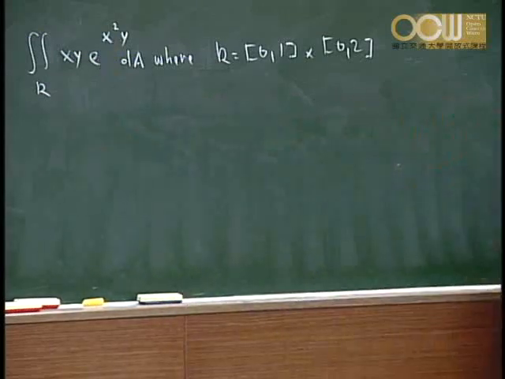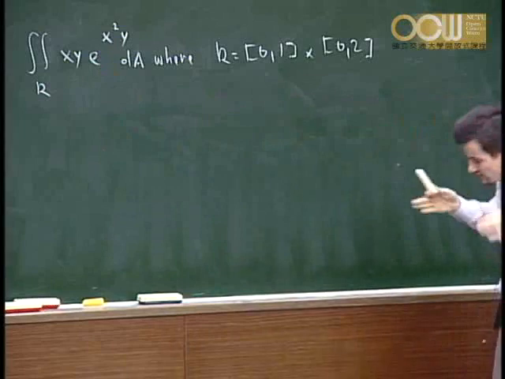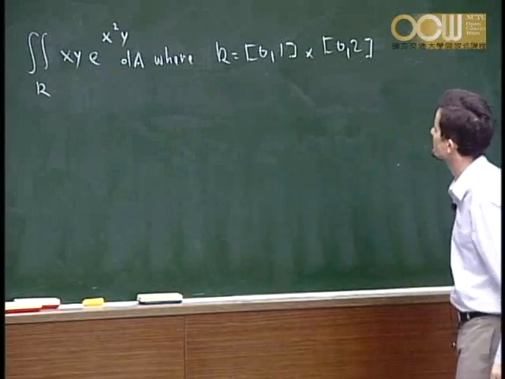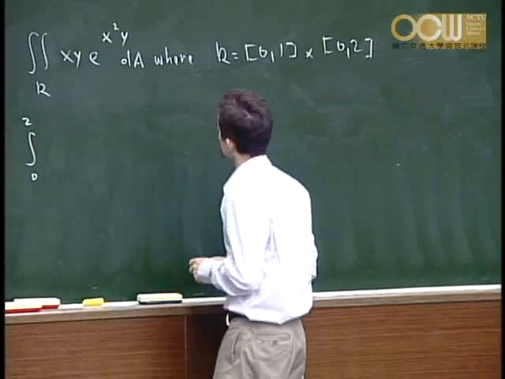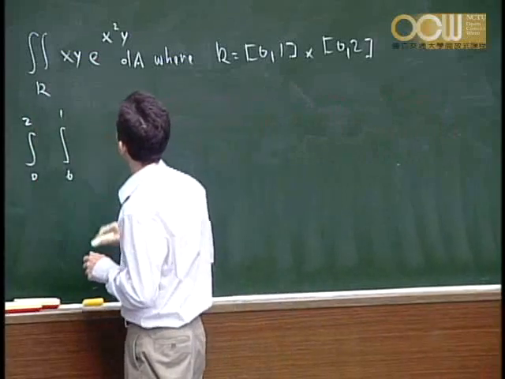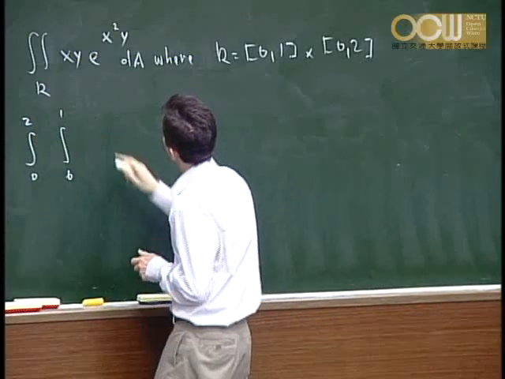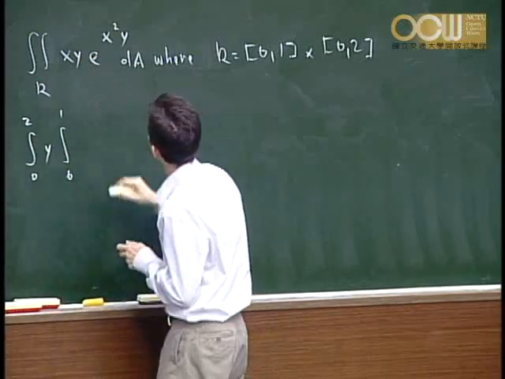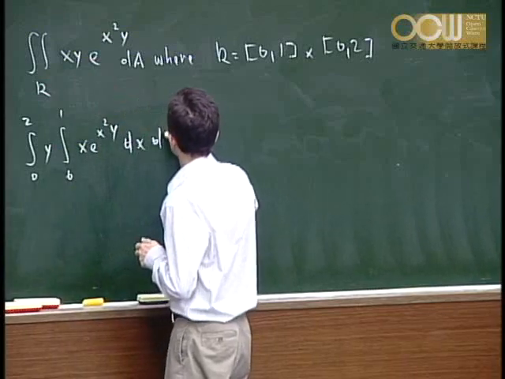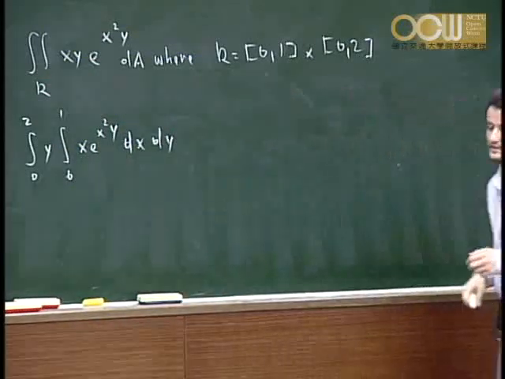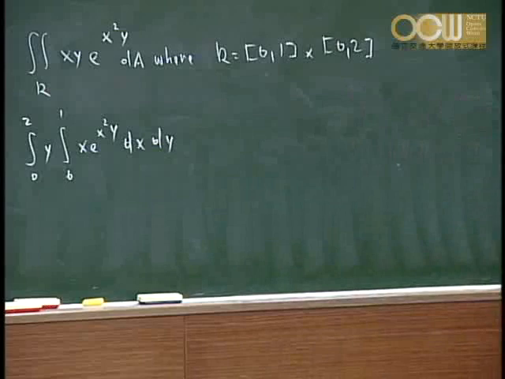So the inner integral will be with respect to x, the outer integral with respect to y. So you go y from 0 to 2, then x from 0 to 1. Now, because y is now a constant, you can take it out. So you have x e to the x square y dx dy. This will make things slightly easier.